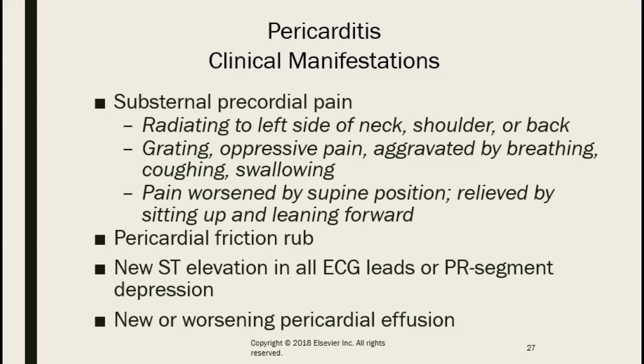They're going to complain of substernal precordial pain, radiating to the left side of the neck, shoulder, or back. It's often grating, oppressive. It's aggravated by breathing, coughing, or swallowing. The pain worsens when in a supine position, but it's relieved when sitting up and leaning forward. We might also assess a pericardial friction rub. On our ECG, we may see some new ST elevation in all of the leads or PR segment depression, and we may see a new or worsening pericardial effusion as well.